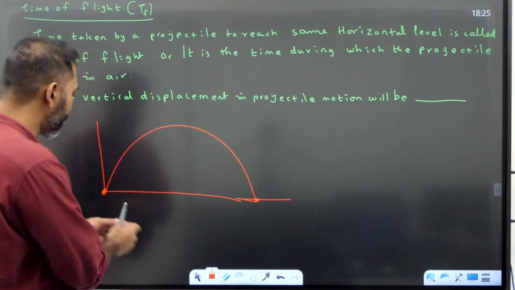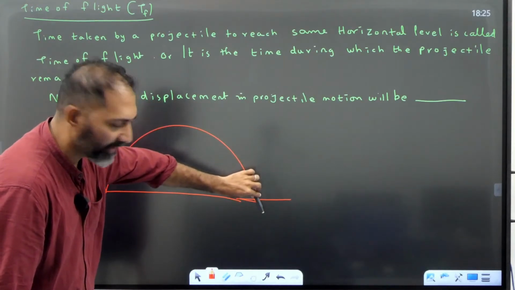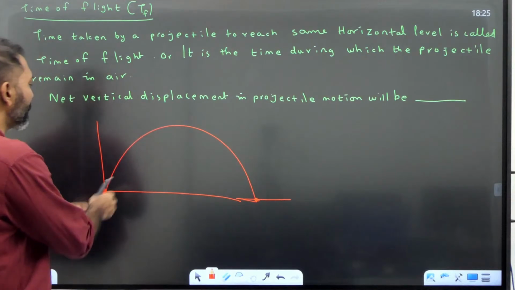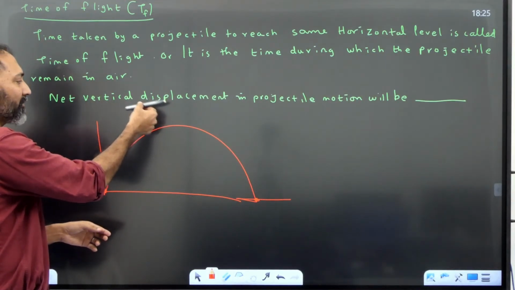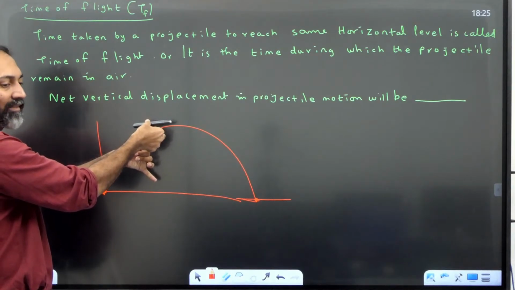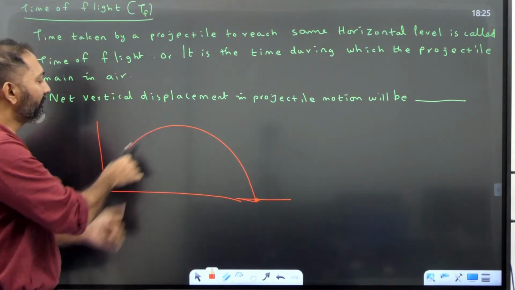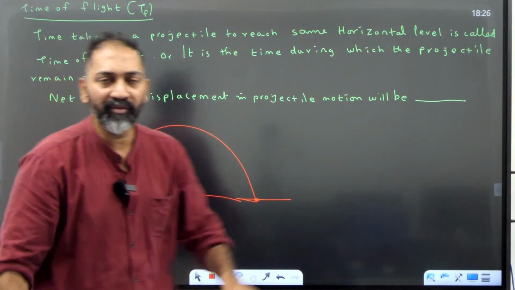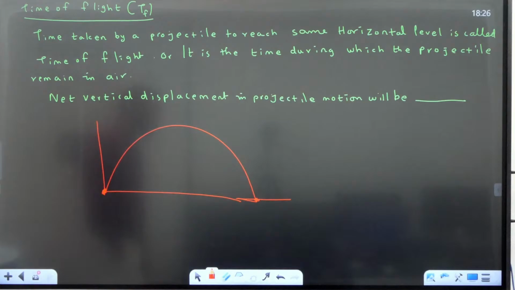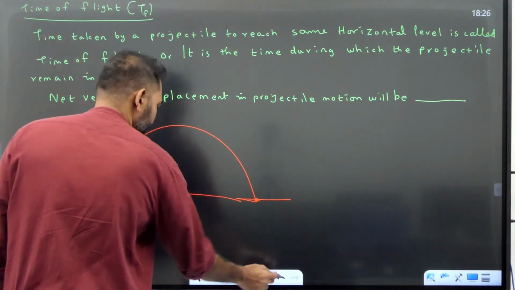Suppose I am throwing this pen, then the pen comes to the same vertical level. There is no vertical displacement. If this projectile, or a javelin, or this pen remains in the air, then we can say that vertically it has been displaced. But when you consider the whole projectile motion, vertical displacement is 0 because it comes to the same vertical level. Any doubt? Are you clear?